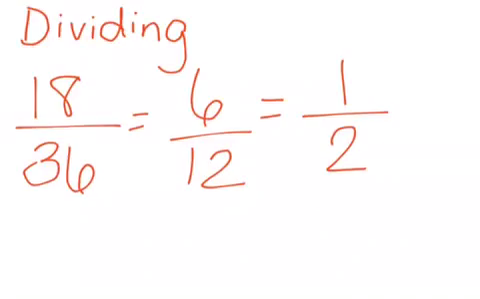So an example of this would be for dividing. So if I go 18/36 are the same as 6/12 are the same as 1/2. 18 over 36, well, in order to go from 18 to 6, I can divide it by 3. Do the same at the bottom, divide by 3, which is going to get me to 12. So 18/36 is equal to 6/12. That's an equivalent fraction.